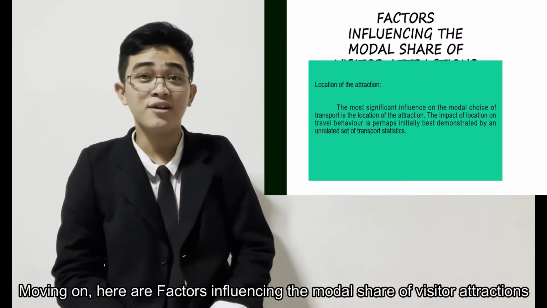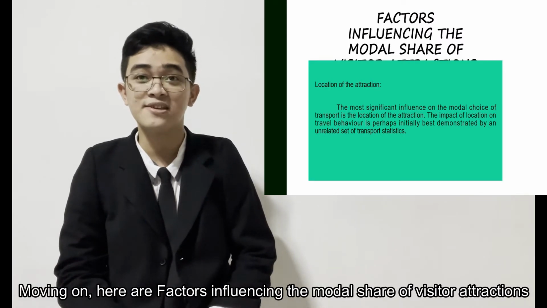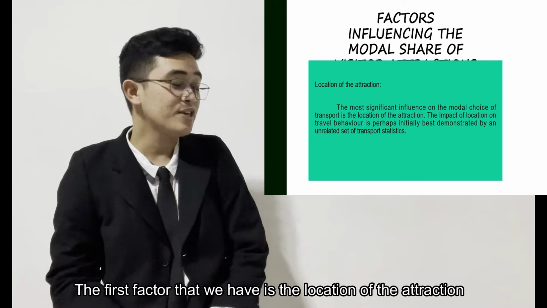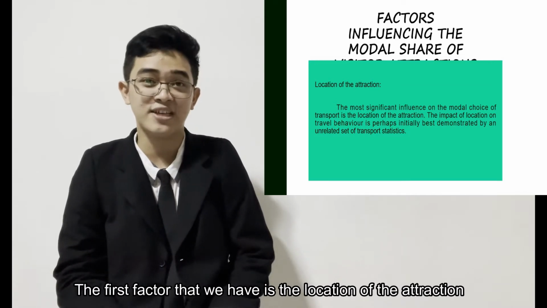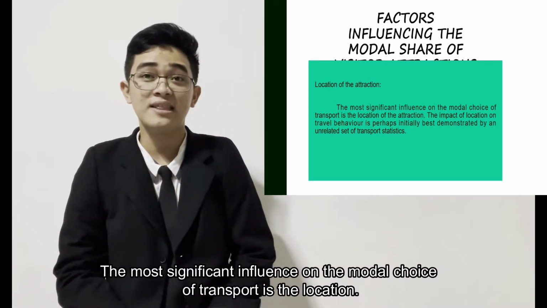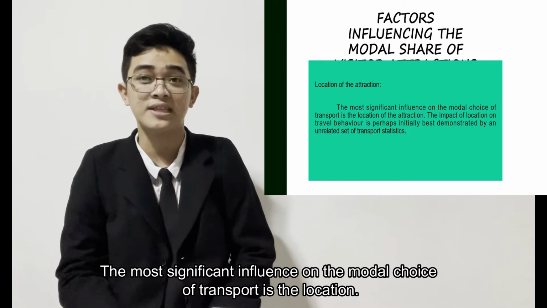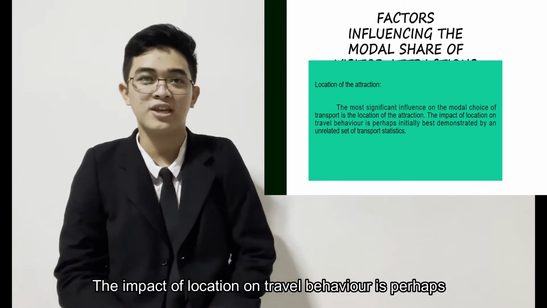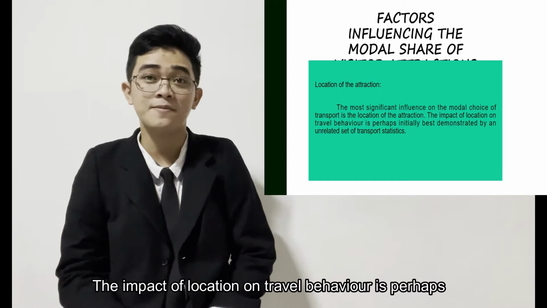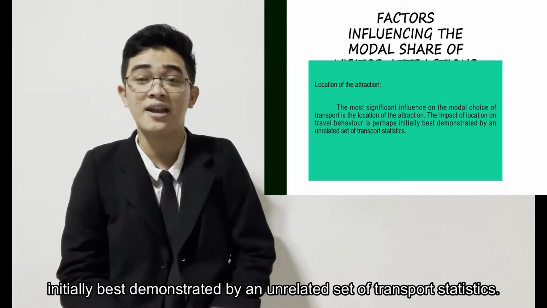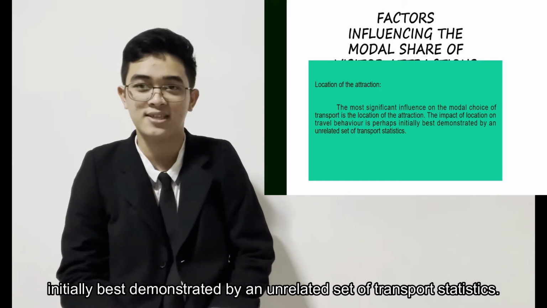Moving on, here are the factors influencing the modal share of visitor attractions. The first factor that we have is the location of the attraction. The most significant influence on the modal choice of transport is the location. The impact of location on travel behavior is perhaps initially best demonstrated by an unrelated set of transport statistics.